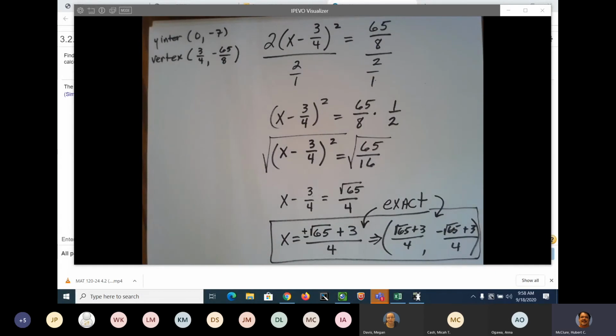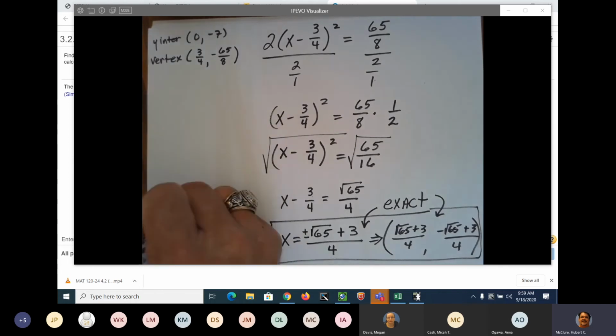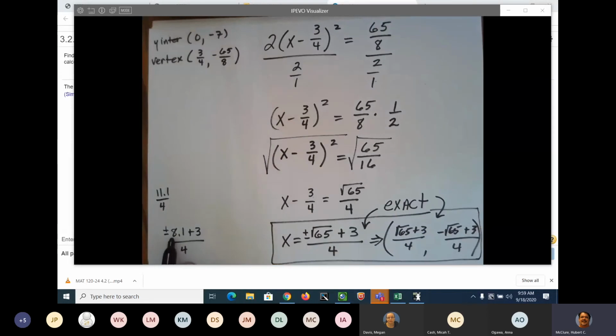Now I'm going to change it into decimals, because I know that 65, what is the square root of 64? Somebody tell me right quick. The square root of 64 is 8, right? So the square root of 65 is about 8.1. So I'm going to go over here and say positive or negative 8.1 plus 3 divided by 4. Okay, 8.1 plus 3 is 11.1. So that's 11.1 divided by 4. And negative 8.1 plus 3 is negative 5.1 over 4.